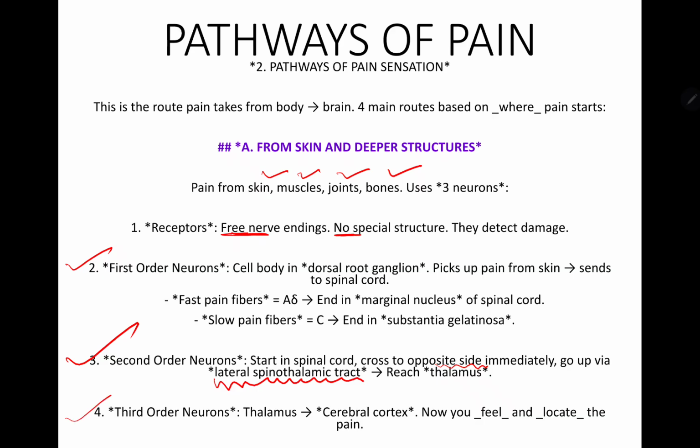Now the third order neurons, what will they do? From the thalamus, they will reach the cerebral cortex. Okay, now you can feel and locate the exact place of the pain. This is the first of the 4 main routes, from skin and deeper structures to the brain, which is the cerebral cortex, right?